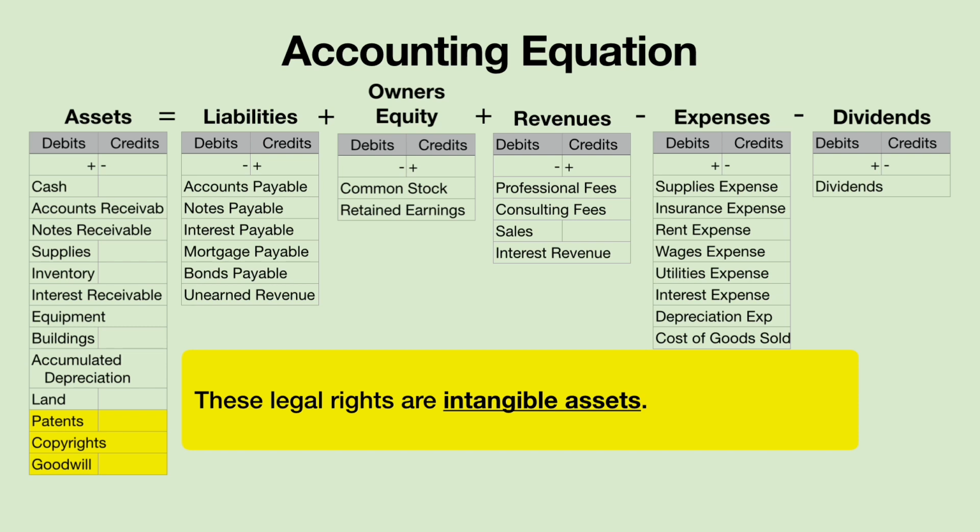Patents, copyrights, and goodwill, these are called intangible assets. Intangible means you can't touch them. Intangible assets are usually legal rights. The tangible assets are things you can touch, like a truck, equipment, buildings, land. Tangible.